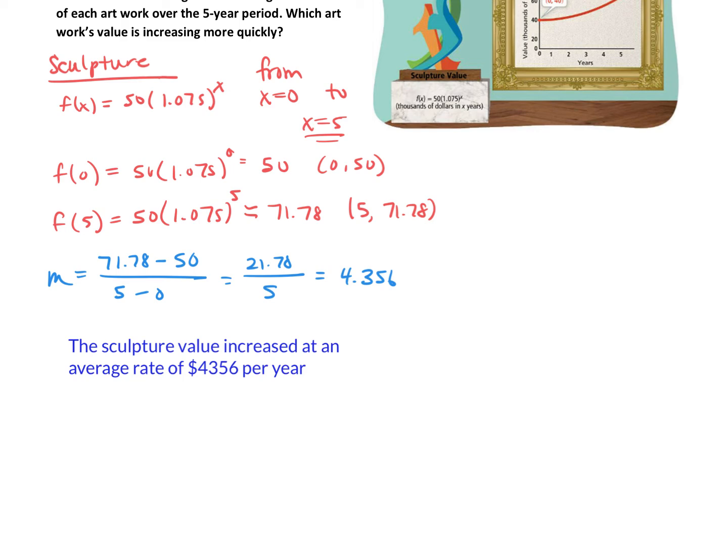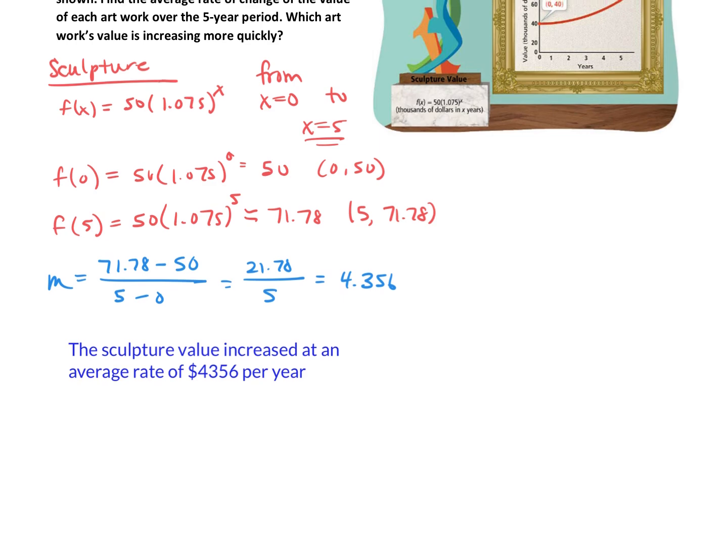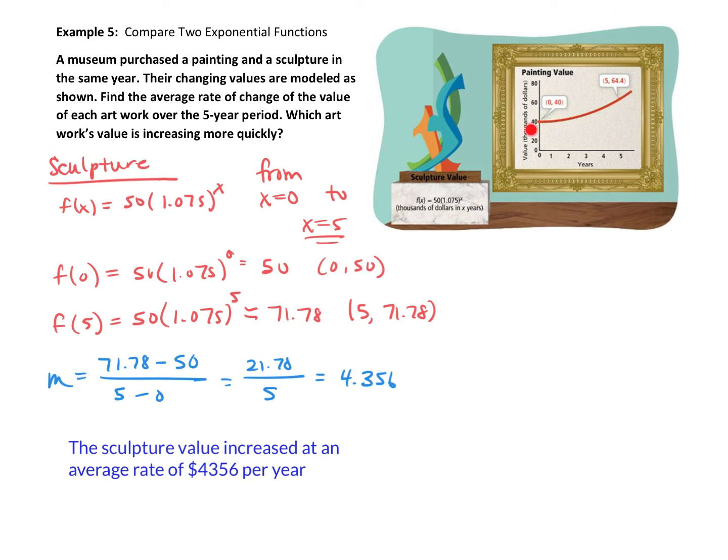We'll move on to the painting. What's nice about the painting is we already have two ordered pairs from our function. We've got the ordered pair 0, 40. Actually, let me just organize my work. We're going to find the average rate of change of the painting over this 5-year period. When x is 0, our painting has a value of $40,000. And then when x is 5, the painting has a value of $64.4 thousand. So that is our two ordered pairs.